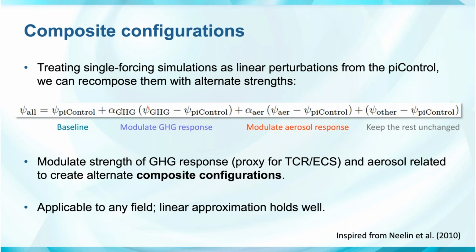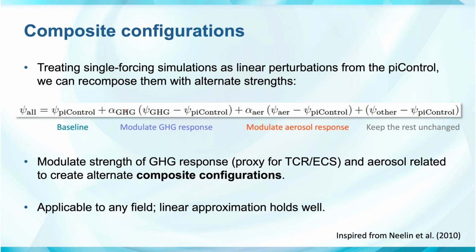alpha greenhouse gas and alpha aerosol, to get a hypothetical configuration where the greenhouse gas effect might be weaker or stronger, or the aerosol effect might be weaker or stronger. And this is inspired by similar work by Nealon et al. 2010, but they did that for perturbing parameters rather than using single forcing simulations.